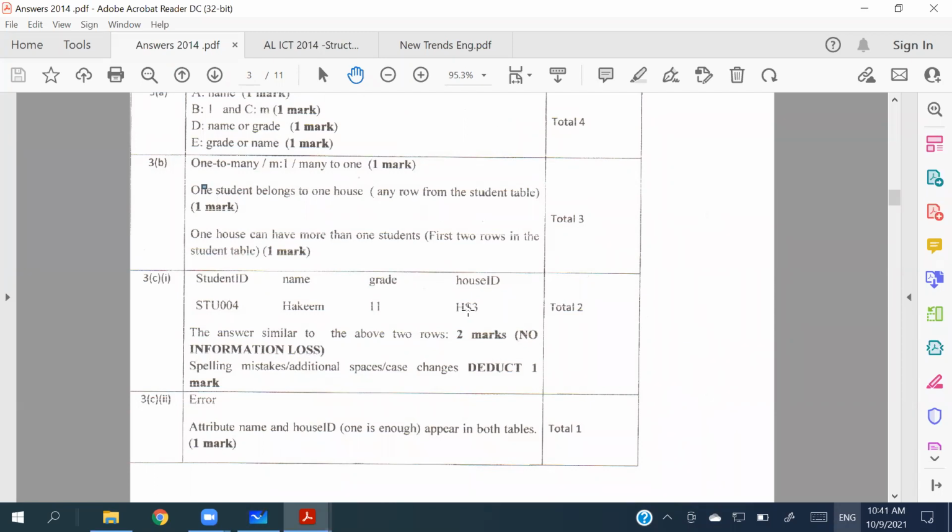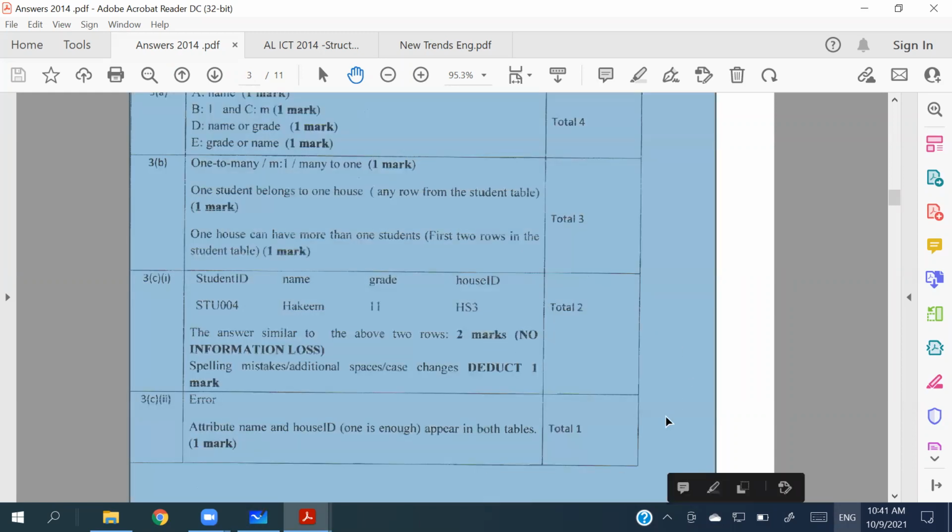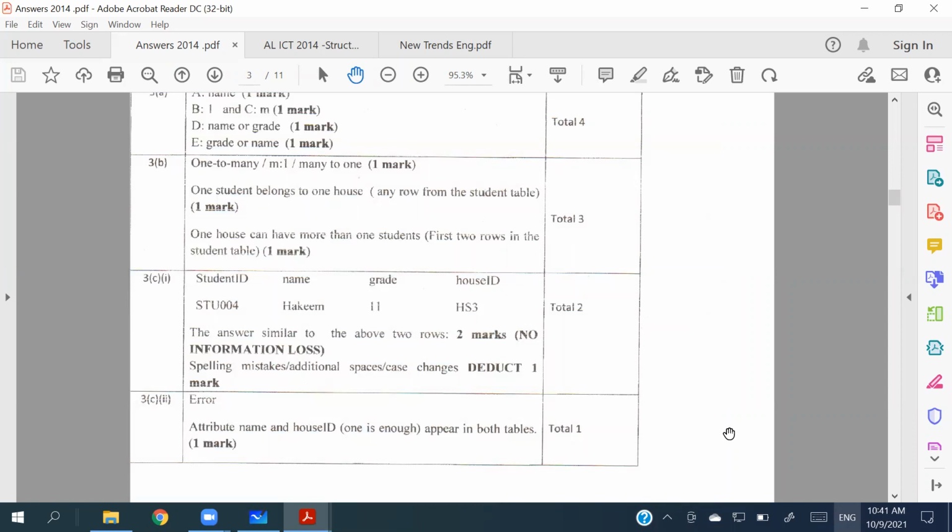And yeah, it says the answer similar to the above 2 rows, 2 marks, no information loss. Spelling mistakes, additional spaces, case changes, deduct 1 mark. Right? So that's why I told you, be very careful when you are dealing with the ER diagram, because it is just following all the rules in it.